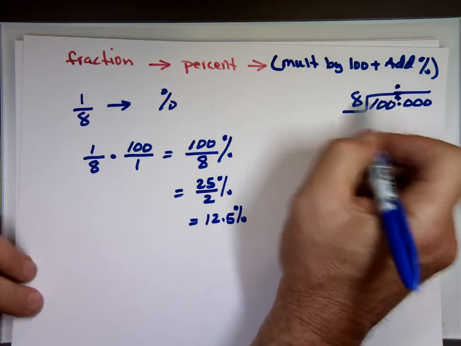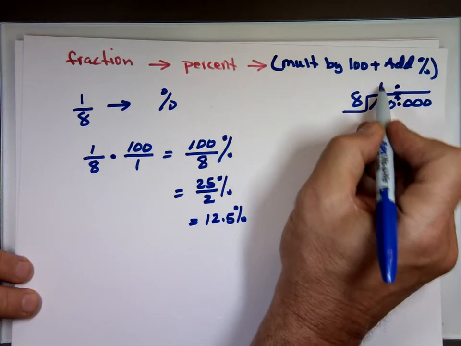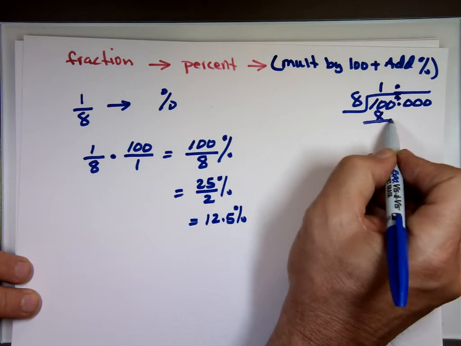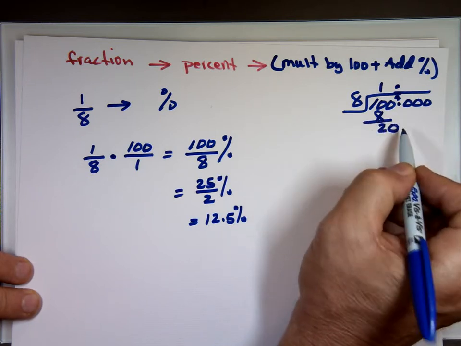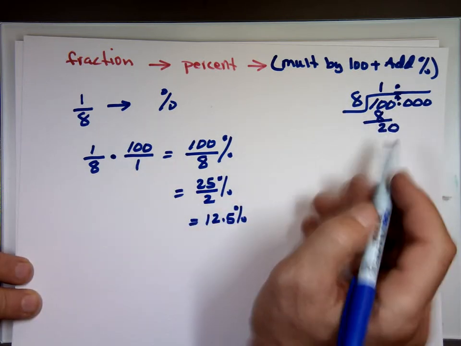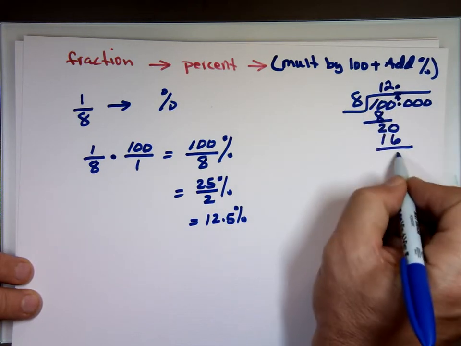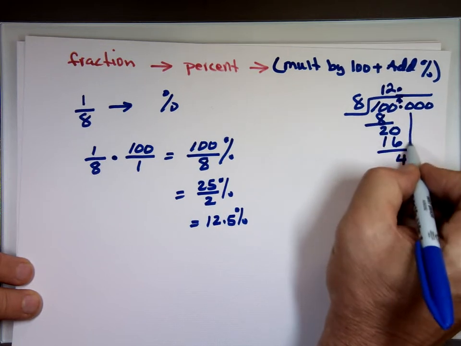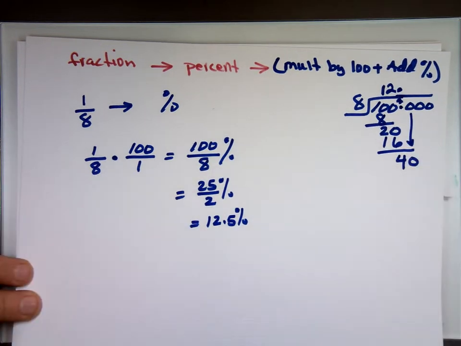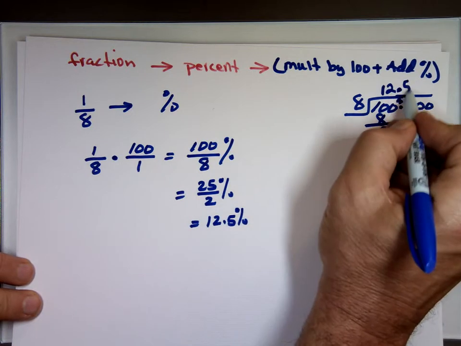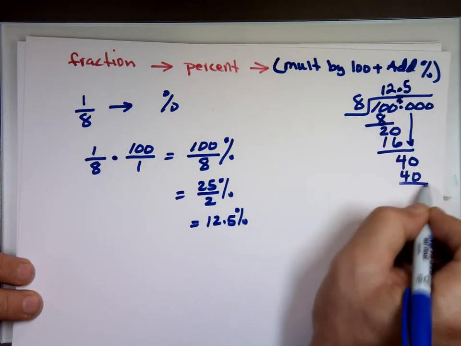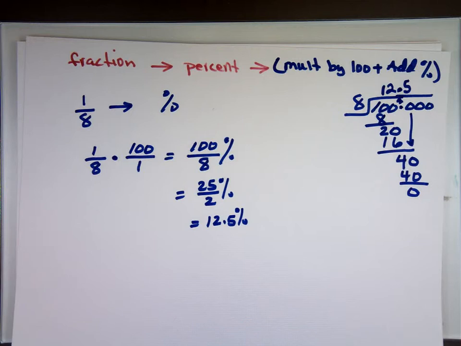What is 10 divided by 8? 1. 1 times 8? 8. The remainder is what? 2. Bring that 0 down. 20 divided by 8? 2. 2 times 8? The remainder is what? 4. Now bring that 0 after the decimal point. What's 40 divided by 8? 5 times 8? Is that the same answer? So it's 12.5%. 1/8 is 12.5%.